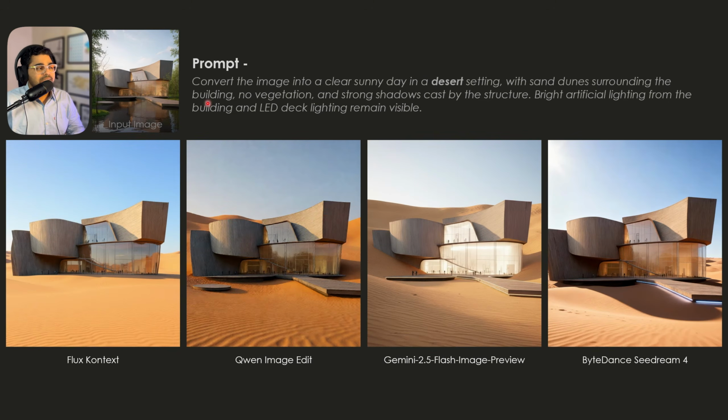Now in the next comparison, I'm using the same image in the desert setting with strong shadows, bright artificial lighting and LED deck lighting. With Kontext, I don't know where the deck has gone. With Qwen, I don't see the lighting. With NanoBanana, I see the lighting, but I don't see the shadows. And for that reason, the win goes to Seedream.